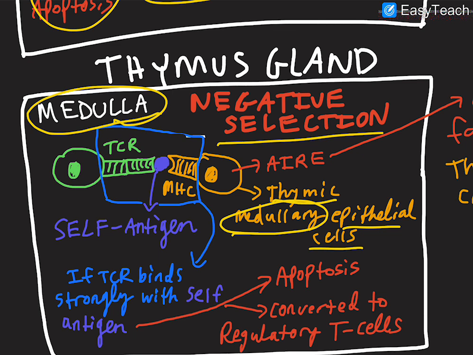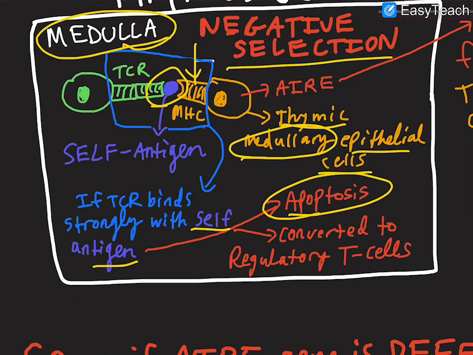So these medullary thymic epithelial cells and dendritic cells present self-antigen on MHC, and your immature T cells have T cell receptors that bind the self-antigen. But if that happens, and if the T cell receptor binds too strongly with the self-antigen, you get apoptosis. And you want apoptosis to occur in this case, right? Because if this weren't to happen, this same T cell would go into circulation and attack your own tissues.